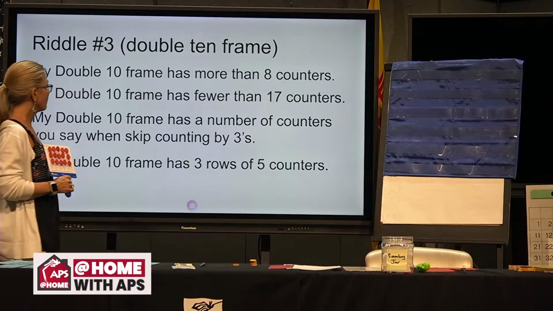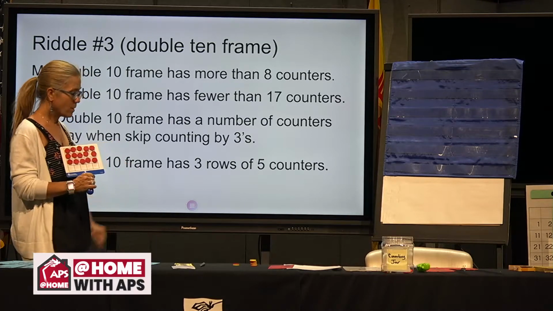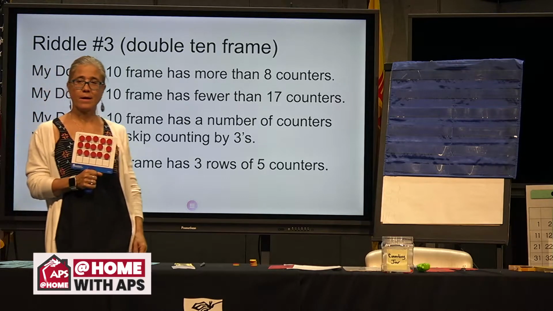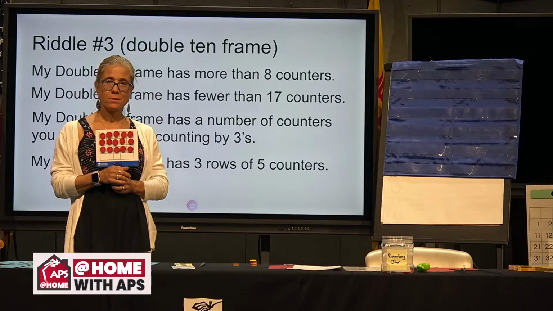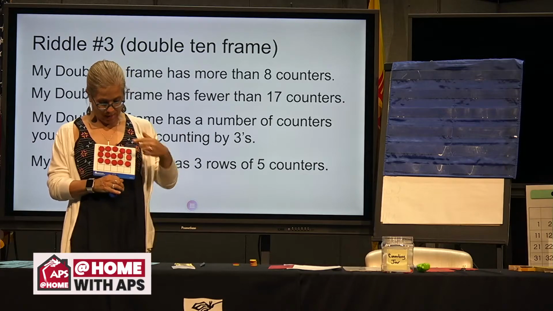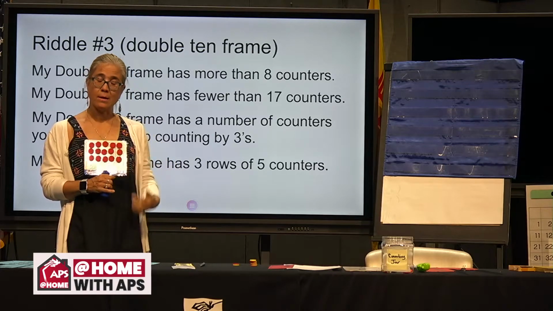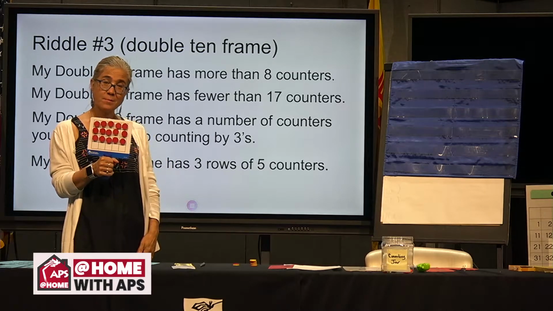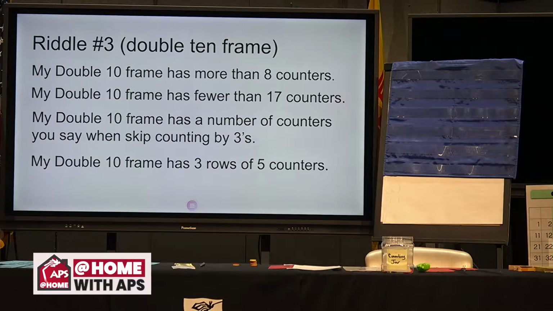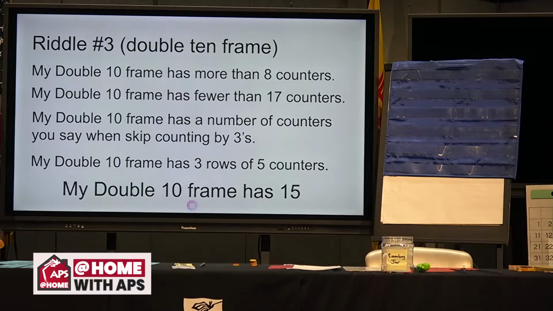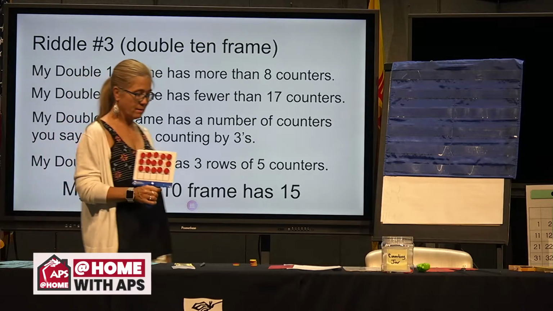My double 10 frame has 3 rows of 5 counters. Do you see 3 rows of 5 counters? I think so, right? 1, 2, 3. I think 15 must be the answer. Is that what you have? Let's check and see. My double 10 frame has 15.